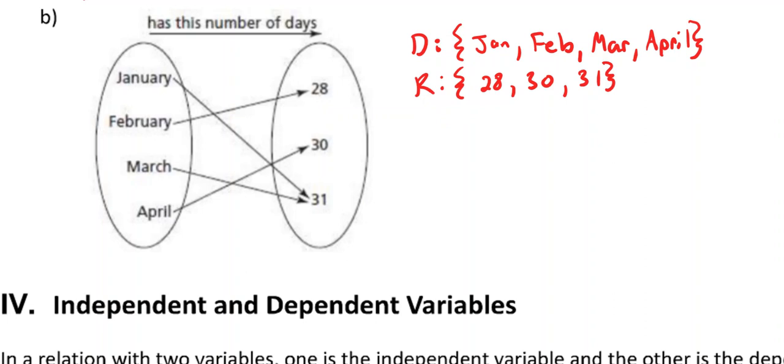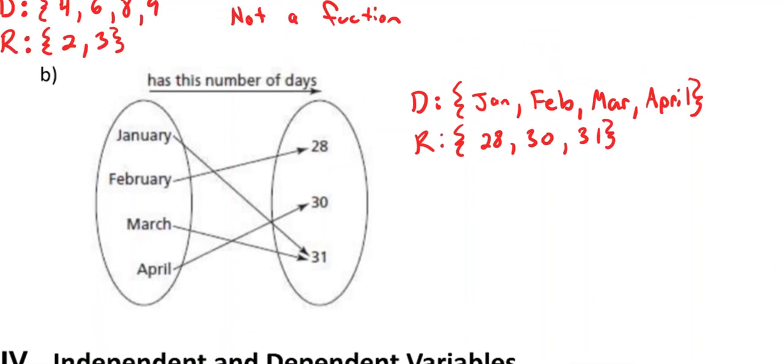Okay. So is this a function? This is a function. You can think about where there's not multiple arrows coming from the one, like January doesn't have 2 arrows coming from it, right? It's okay that they both end up on 31. We just can't have 2 arrows coming from the same one. So it is a function.